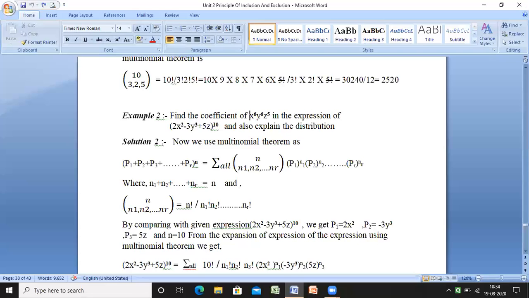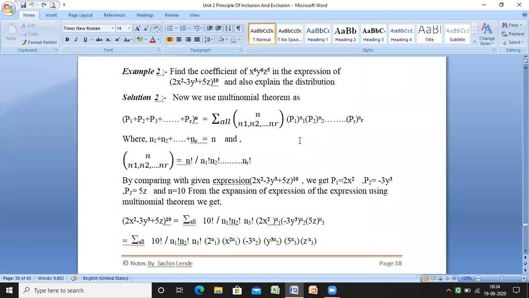These are the terms, and we require the coefficient for it. Such a type of question they ask, and we use the multinomial theorem: (p1 plus p2 plus p3 plus p4 till pr) to the power n. The theorem states the summation over all n1, n2, n3 till nr, where I select n1, n2, n3, nr from n. These are the parts of n, and the summation of n1, n2, n3 till nr equals n.